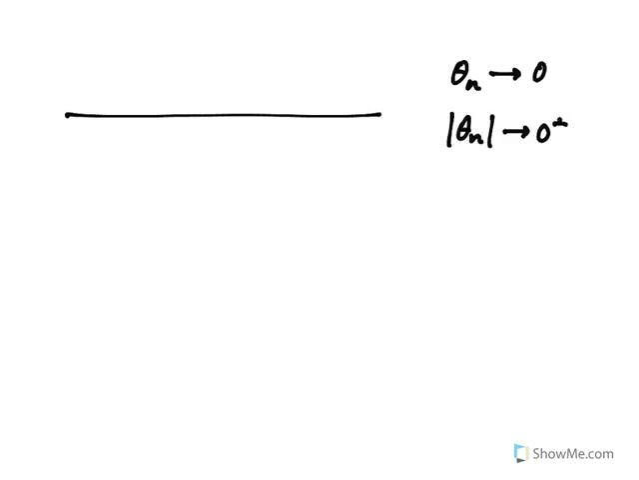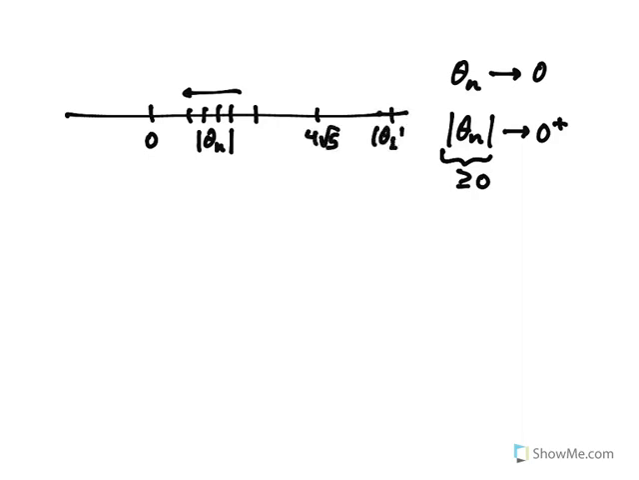I should draw a little picture. So basically I'm assuming theta n is approaching 0, right? And of course that also means that the absolute value of theta n is approaching 0. And that's happening on the positive side only, because absolute values are non-negative by nature. So as the absolute value of theta n approaches 0, it's eventually going to get less than 4 root 5. So it could start over here. Like, let's say absolute theta 1 is here. Let's say absolute theta 2 is here. But eventually, as it gets closer and closer to 0, it will automatically be less than 4 root 5. Okay?